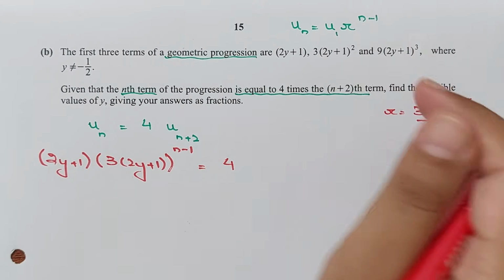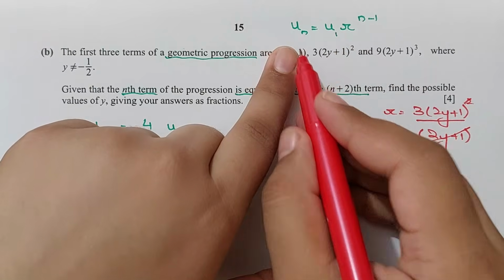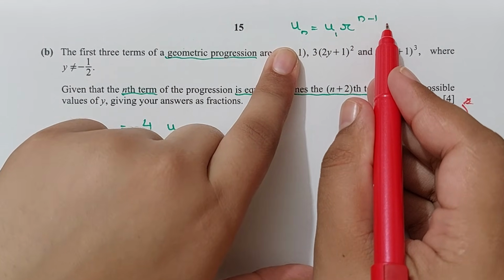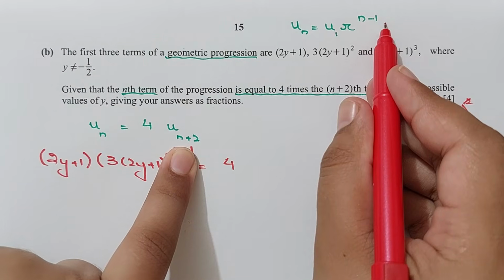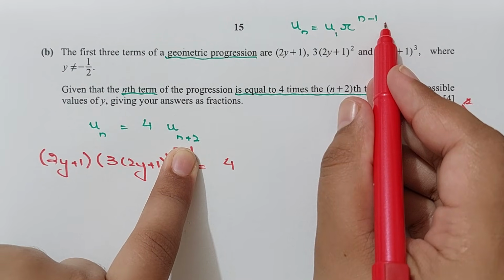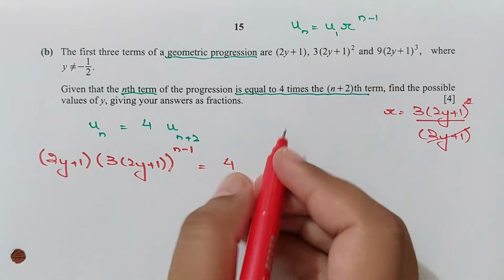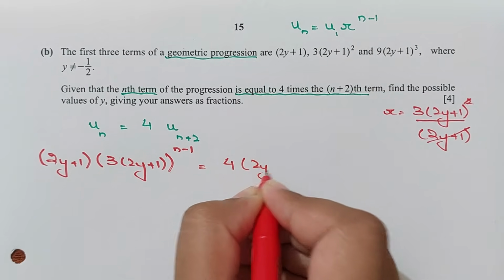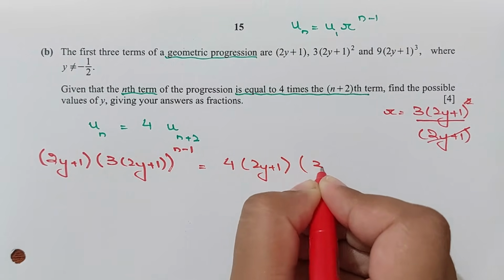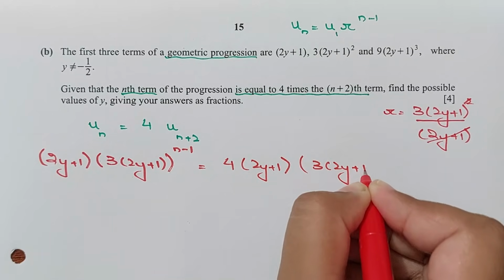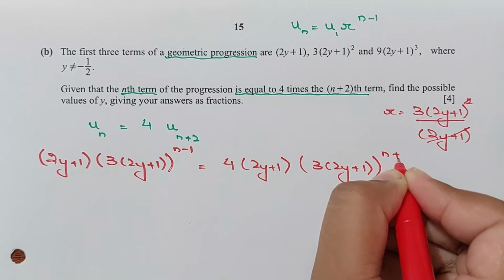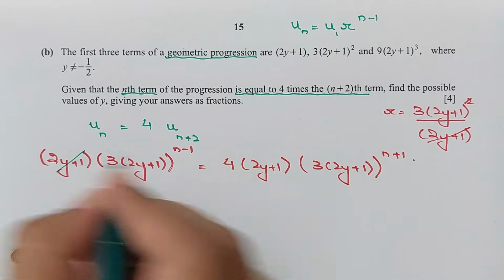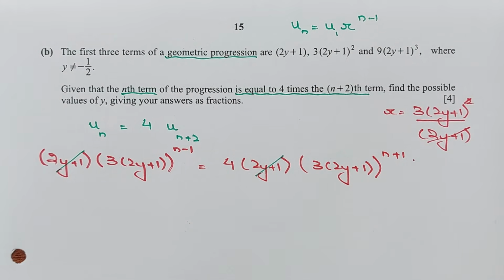Okay, so u_{n+2}: you can see for the nth term, the power is n minus 1, 1 less. For the (n+2)th term, the power is 1 less, n plus 1, right? The first term is the same, which is 2y plus 1. The common ratio is the same, 3 into 2y plus 1, but the power is now n plus 1, right? We have to solve for y. So cancel the like factors, 2y plus 1 with 2y plus 1, right?